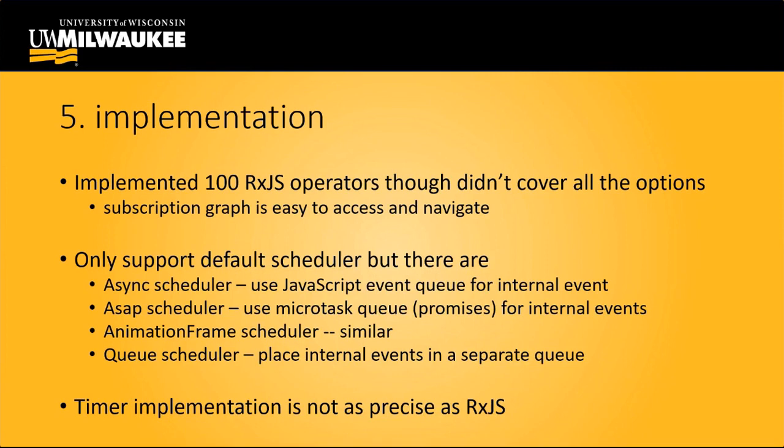We only support the default scheduler so far, but the RxJS library also provides schedulers such as the asynchronous scheduler that uses the JavaScript event queue for internal events. We can switch to this type of scheduler with very little change. RxJS also supports the ASAP scheduler, which uses the promise queue for internal events, the animation frame scheduler, and a queue scheduler that places internal events in a separate queue.